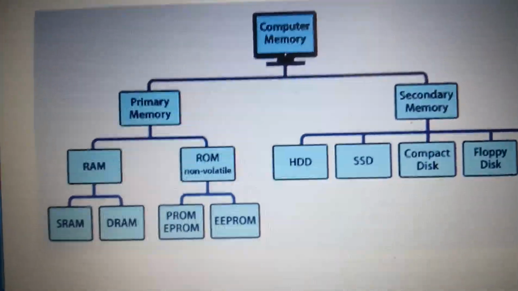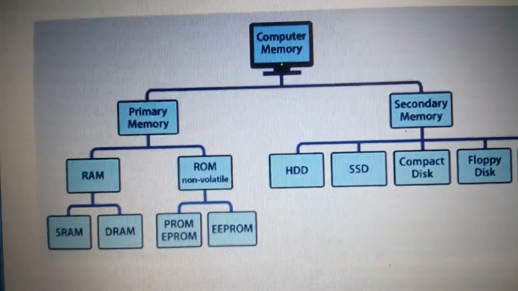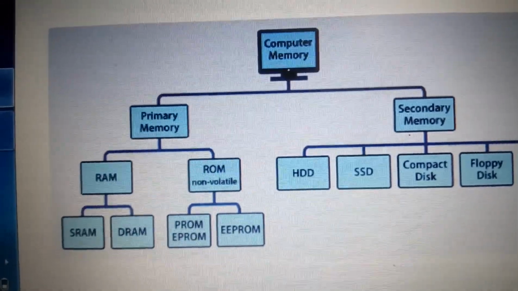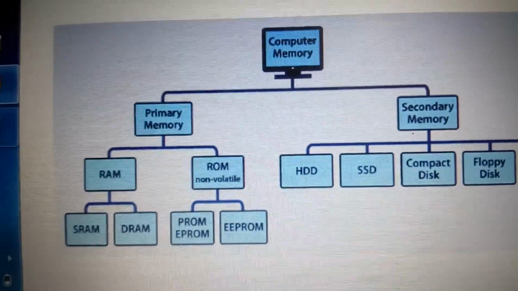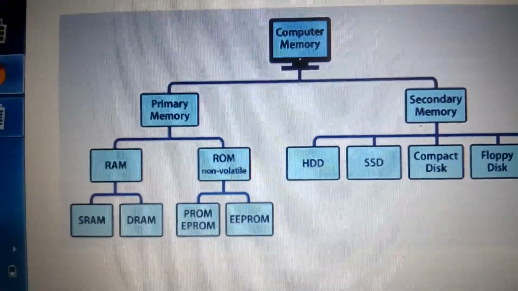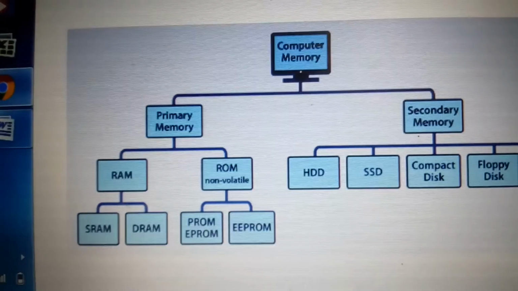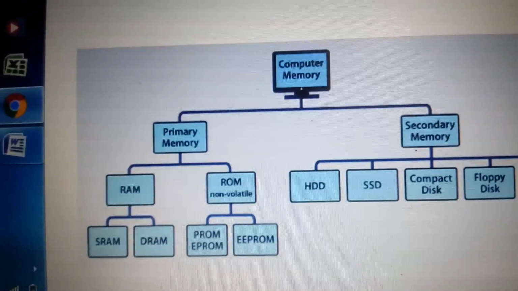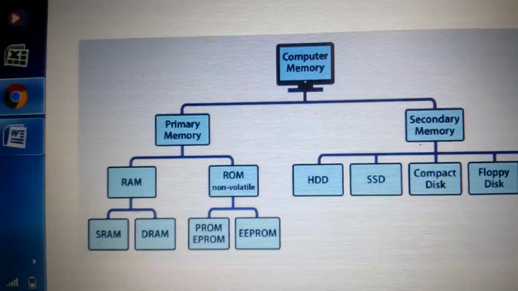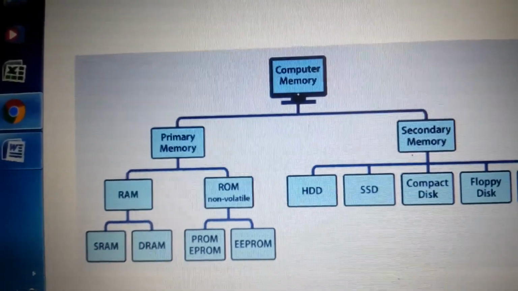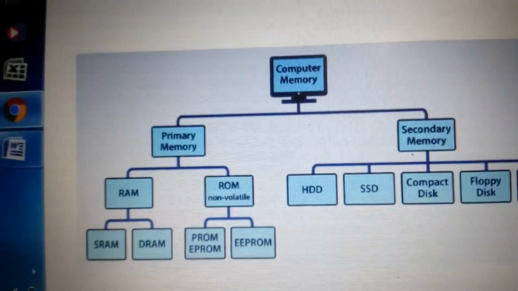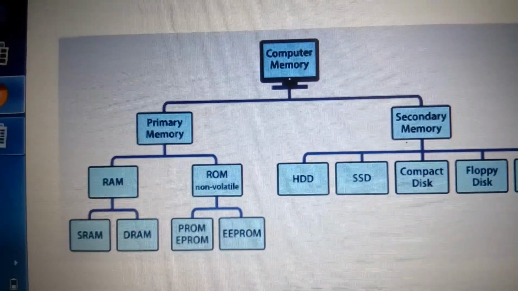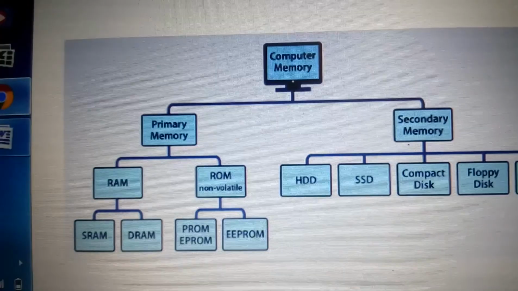Types of RAM. There are two types of RAM, SRAM and DRAM. SRAM is static RAM, S-T-A-T-I-C, and DRAM is dynamic RAM. Dynamic RAM is inexpensive and the most popular type of main memory, and SRAM is efficient and fast, but it is very expensive. SRAM is used in a small amount of cache memory in a computer.